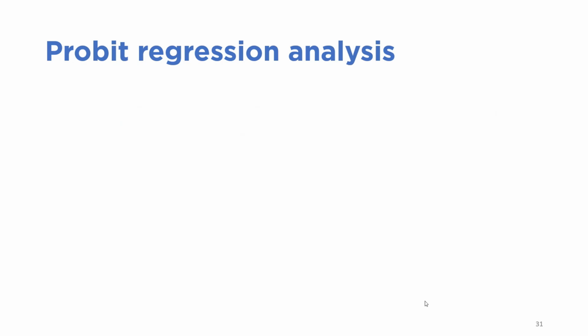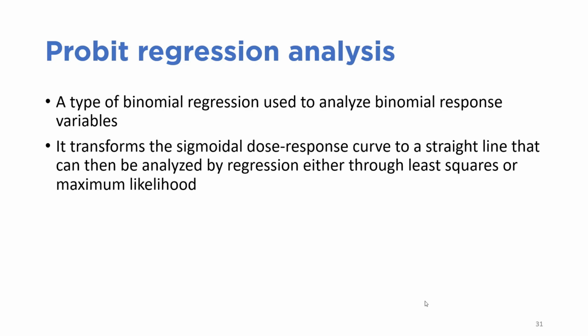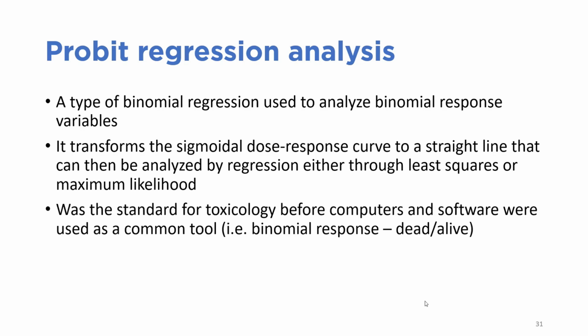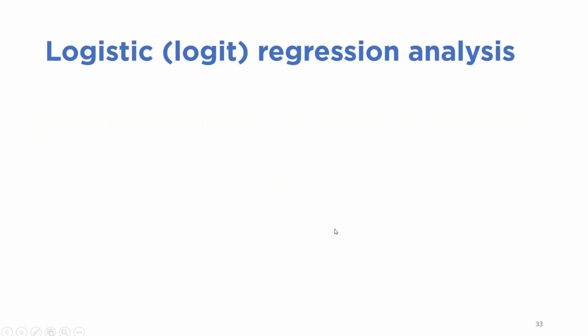And so probit regression helps you if you don't have that kind of data, if you have non-parametric or binomial response variables. So this will transform a sigmoidal dose response curve to a straight line, which can be analyzed by regression then through least squares or maximum likelihood. This was the standard for toxicology before computers and software were used as common tools. So let me show you. If you have everything in a parametric way as like a percent mortality, you can make a curve like this. But with probit, you would get something that looks more like a straight line.